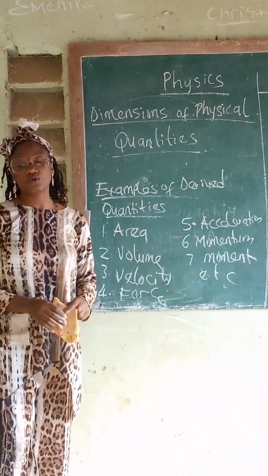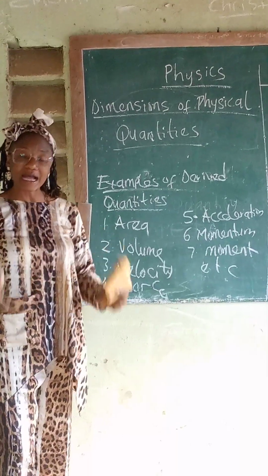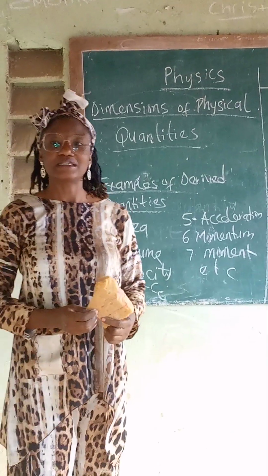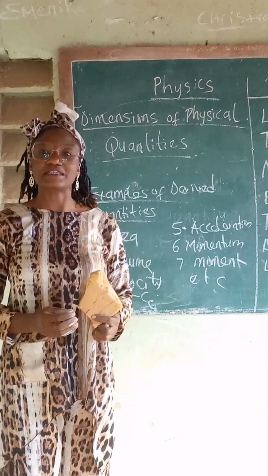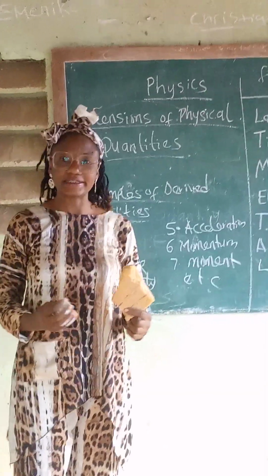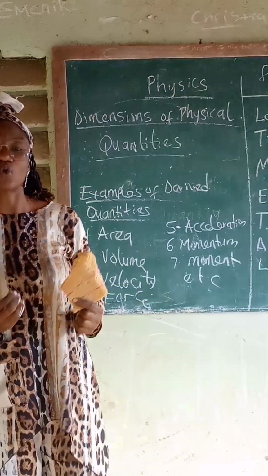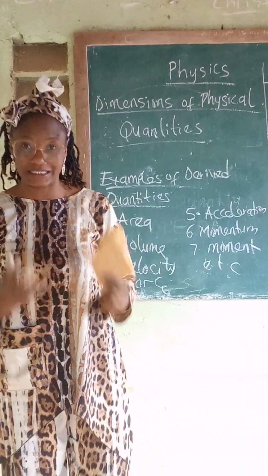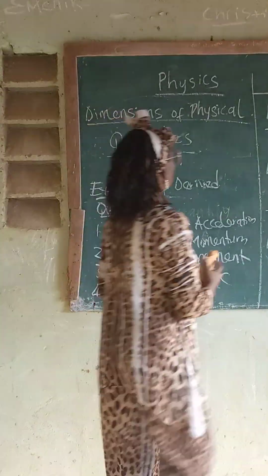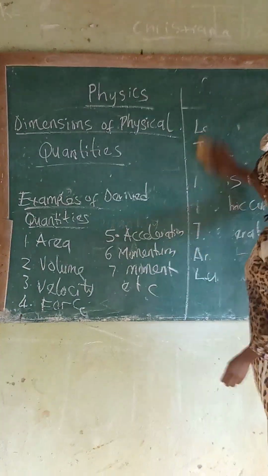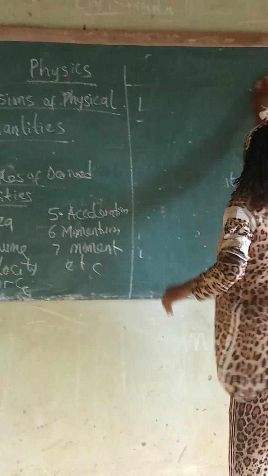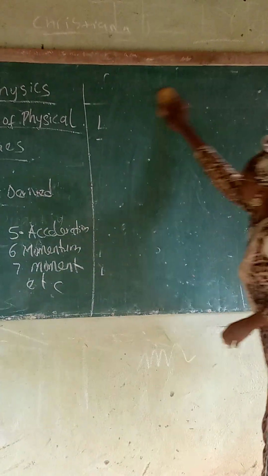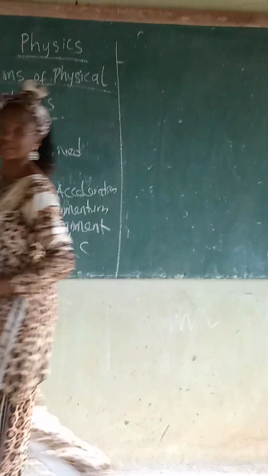Now, in dimensioning, we usually dimension using mass, length, and time. For mass, the dimension is usually capital letter M. For length, the dimension is capital letter L. For time, the dimension is capital letter T. So let's quickly dimension the derived quantities that we have here. Let's start with the simplest, which is area.